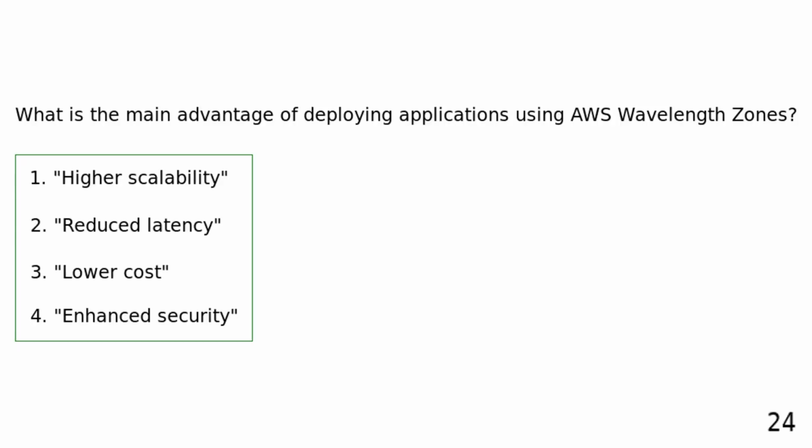What is the main advantage of deploying applications using AWS Wavelength zones? Higher scalability. Reduced latency. Lower cost. Enhanced security. Deploying applications using AWS Wavelength zones reduces latency by bringing them closer to end users.